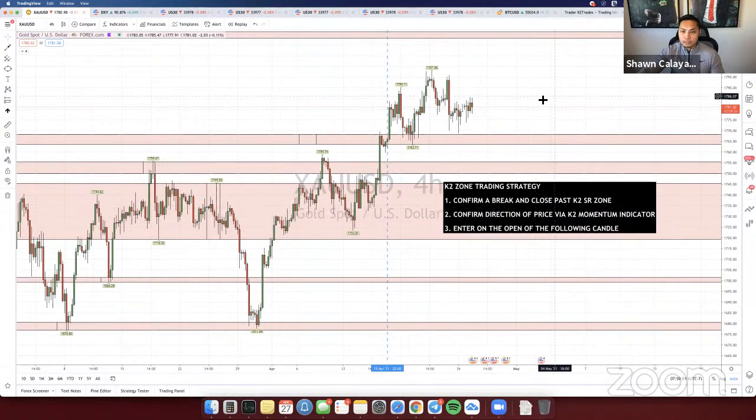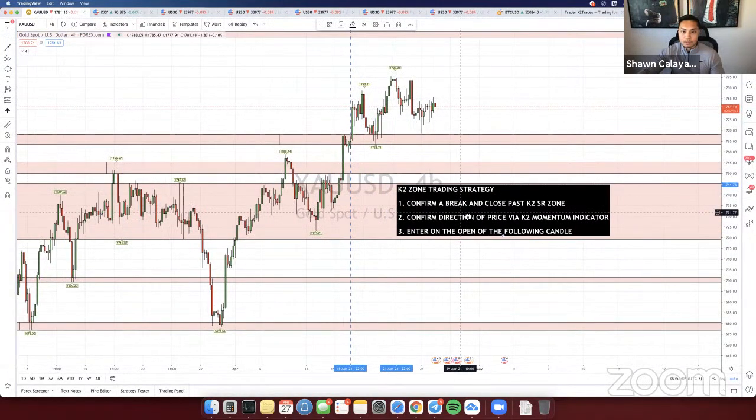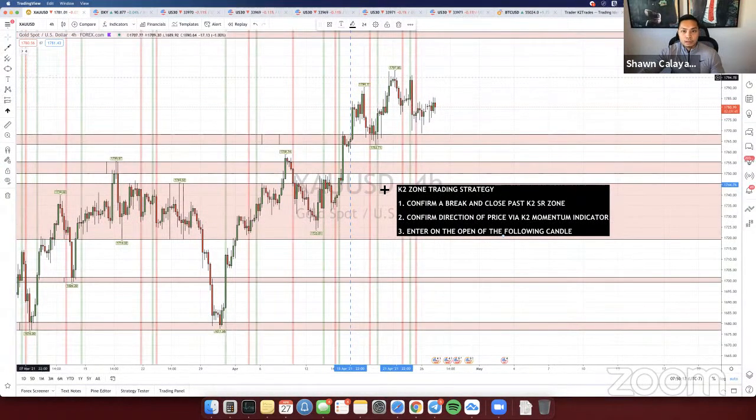What we look for here is we confirm a break and close past the K2 SR zone. We confirm the direction of price using the K2 momentum indicator. That's when we turn this on right here. And then we enter on the open of the following candle.